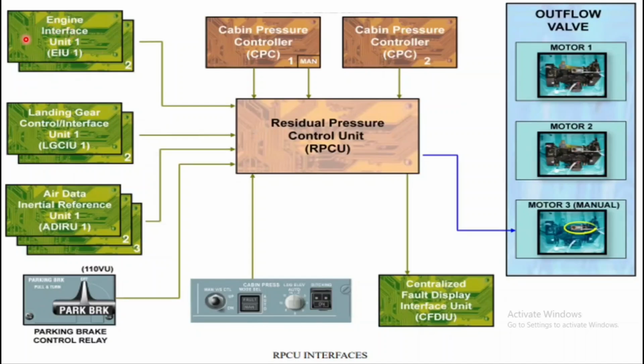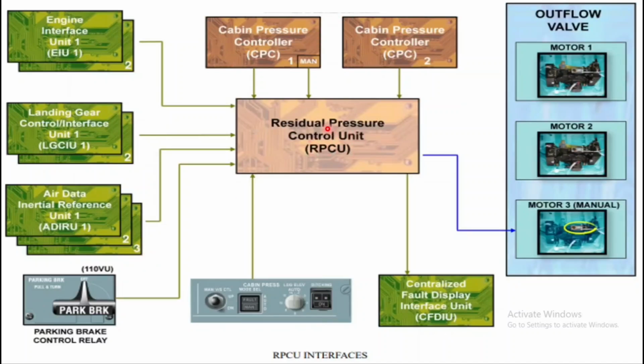The EIU, engine interface unit, sends the position of the related engine master switch, on or off, to the RPCU. If we talk about the LGCIU, landing gear interface control unit, it sends the signal whether the left and right main landing gear are compressed or not. Third is ADIRS, air data inertial reference unit, which sends whether the airspeed is below or above 100 knots, for determining the condition of depressurization. Next is whether cabin pressure controllers 1 and 2 are operative.